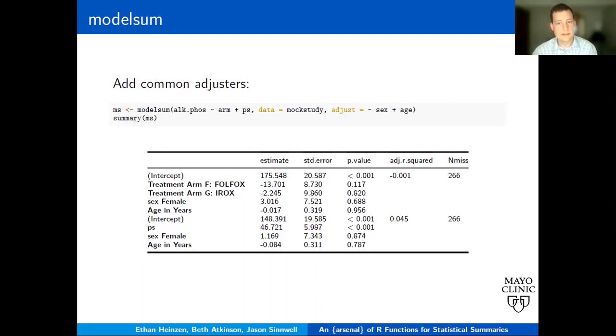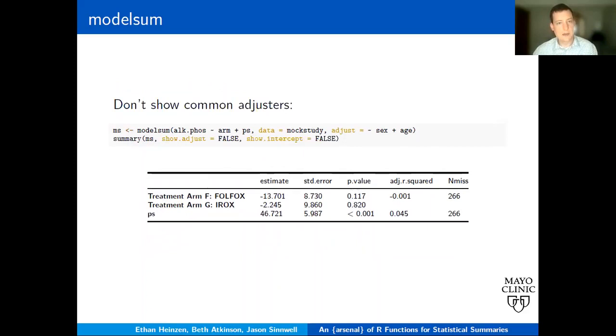Now that table gets to be kind of a lot to look at. And so you might want to hide those common adjusters and even the intercepts. You can do both of those using arguments to the summary function, show.adjust equal false and show.intercept equal false.